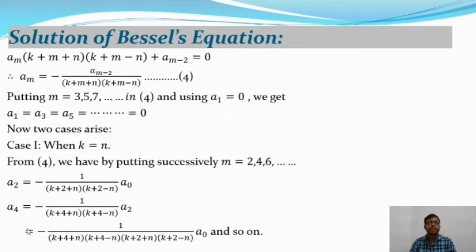So from this relation, that means equation 4, this is the recurrence relation of the given differential equation, and if we put the odd numbers where m is equal to 3, 5, 7 up to infinity, we'll get a1, a3, a5 are all 0. But when we put m is equal to 2, 4, 6, that means the even numbers, we'll get this one. So a2 is equal to this, a4 is equal to this, and so on.